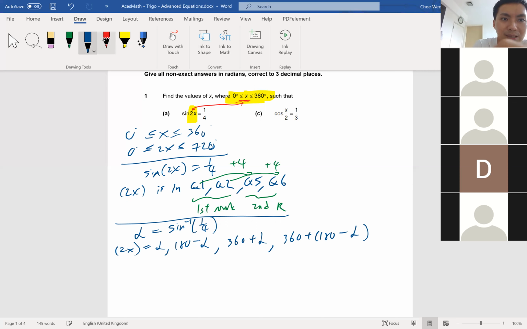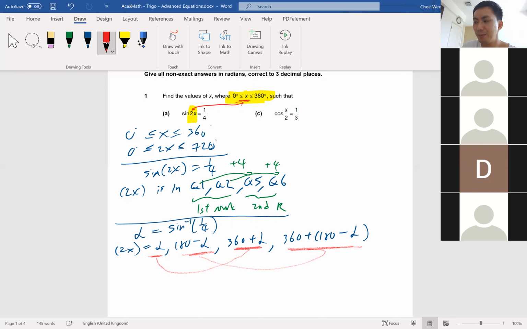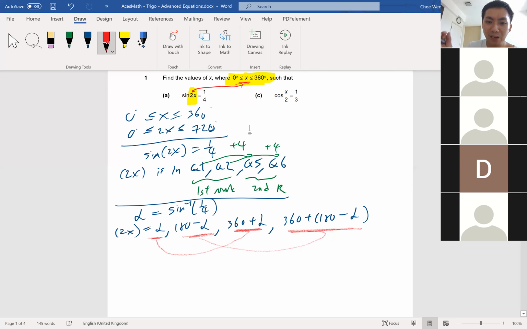Once again, this guy's first revolution, his counterpart for the second revolution is this guy. This guy corresponds to this guy. +4 quadrants is the same as plus 360 degrees. Of course, if this question was in radians, it will be +2 pi then. Okay, on this, any questions? Then only when you are here can you finally solve for x. So x is equal to alpha over 2, 180 minus alpha over 2, and so on. Of course, you need to evaluate this numerically for your final answer. I'm just not doing it right now.